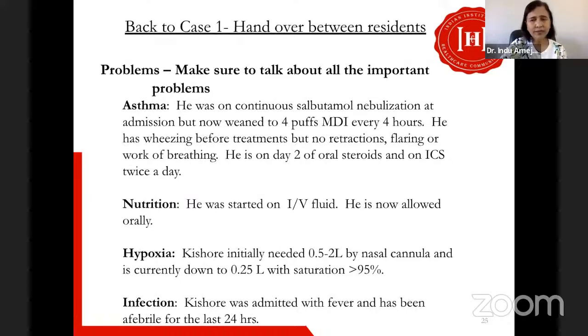And also the infection the child had. So that means we were still focusing on the plan and purpose, but there were many other things that we need to talk about. Okay, take another case.